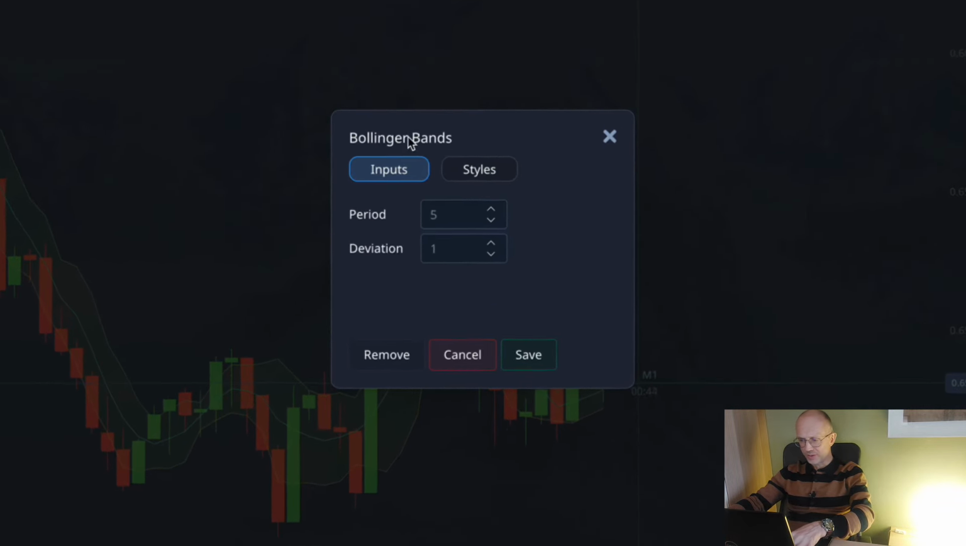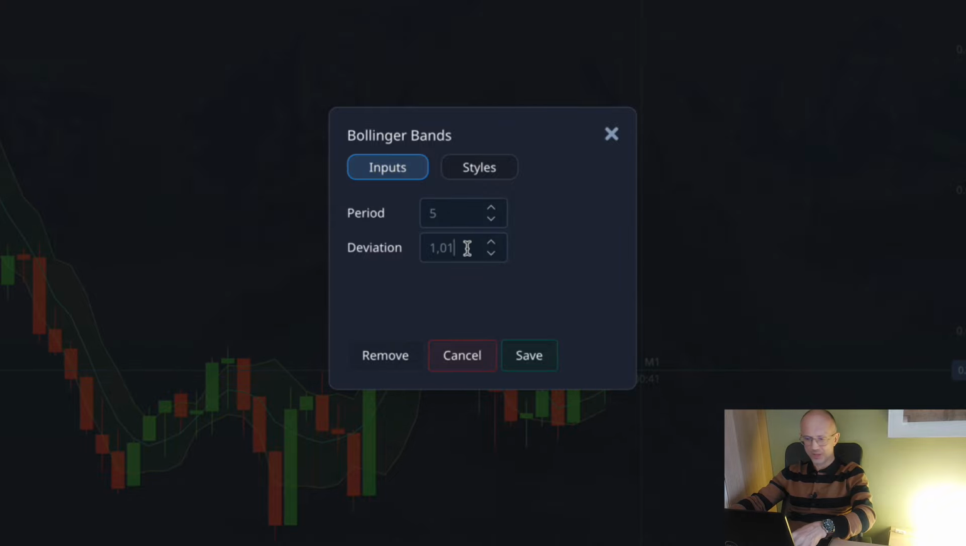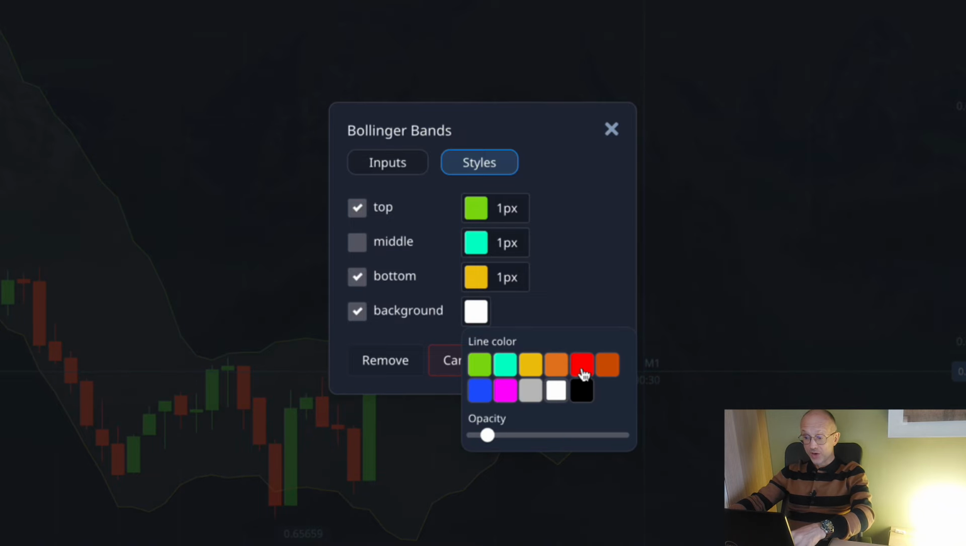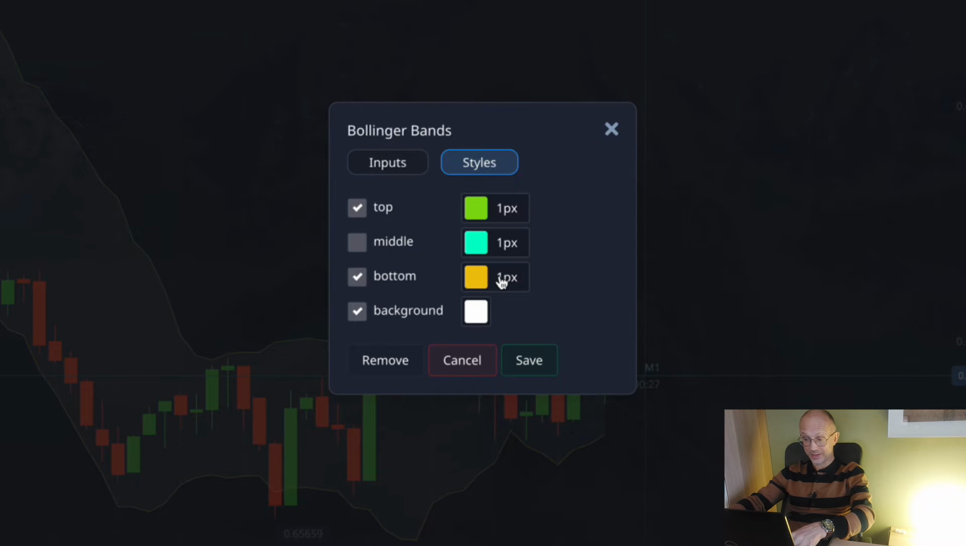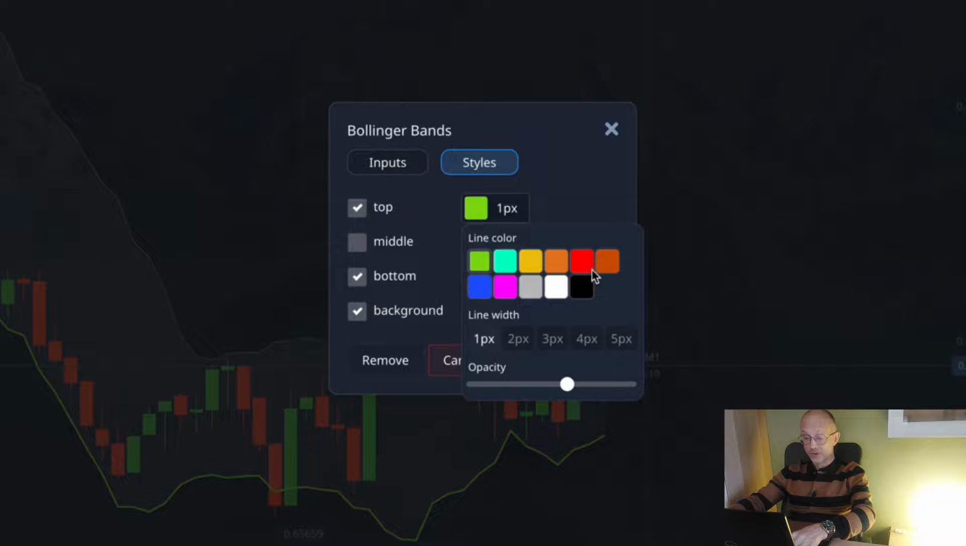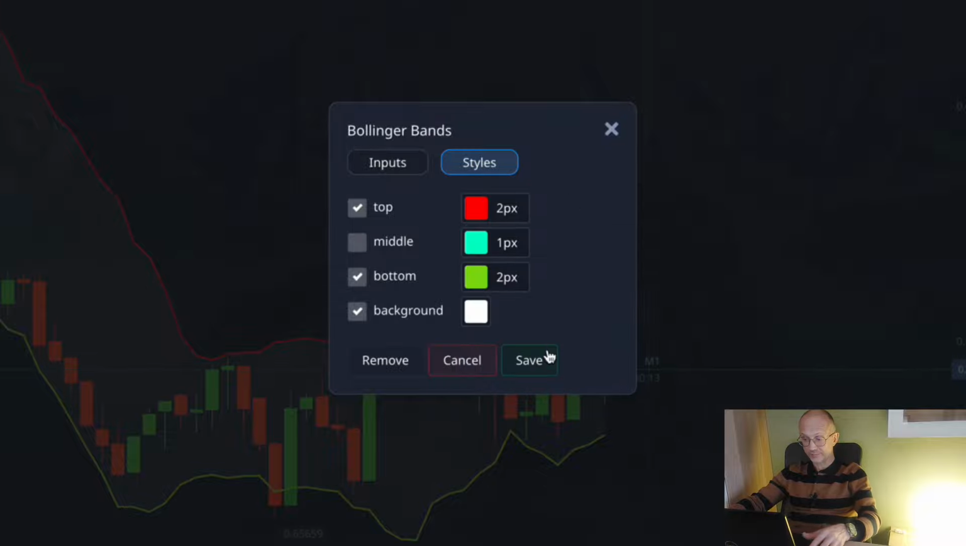Let's configure the Bollinger Bands first. We are setting deviation to 2. Let's set period to 10. Next we go to Style and turn off the middle line. Set the background to white. Let's set the bottom line to green. Width is 2, opacity moved to the right. Let's set the top line to red, width is 2, opacity moved to the right, and save.